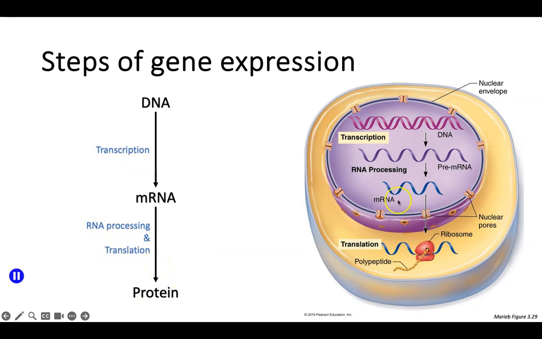So we have three major processes happening here: transcription, RNA processing, and translation. And all of those are playing a role in gene expression. And when we say gene expression, we're taking a gene, which is a part of DNA, and we're expressing it here as a protein, or polypeptide, as shown here. It's another name for a protein.